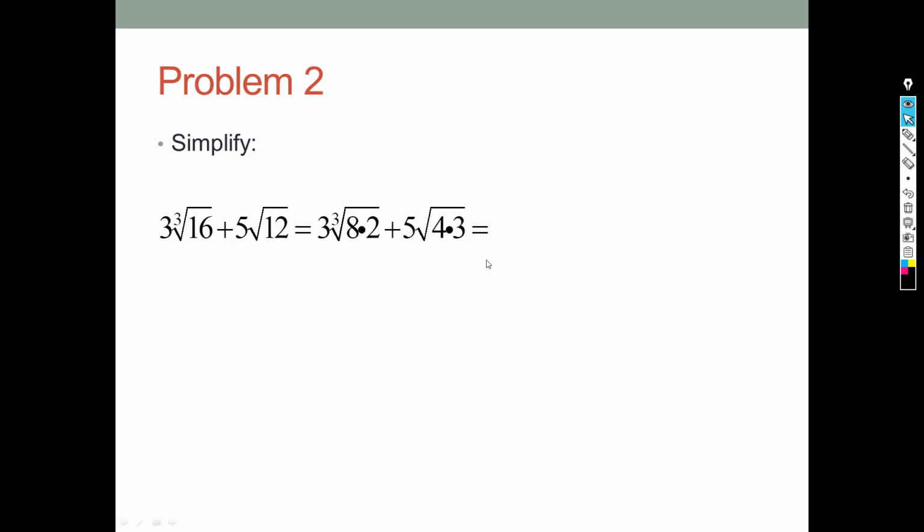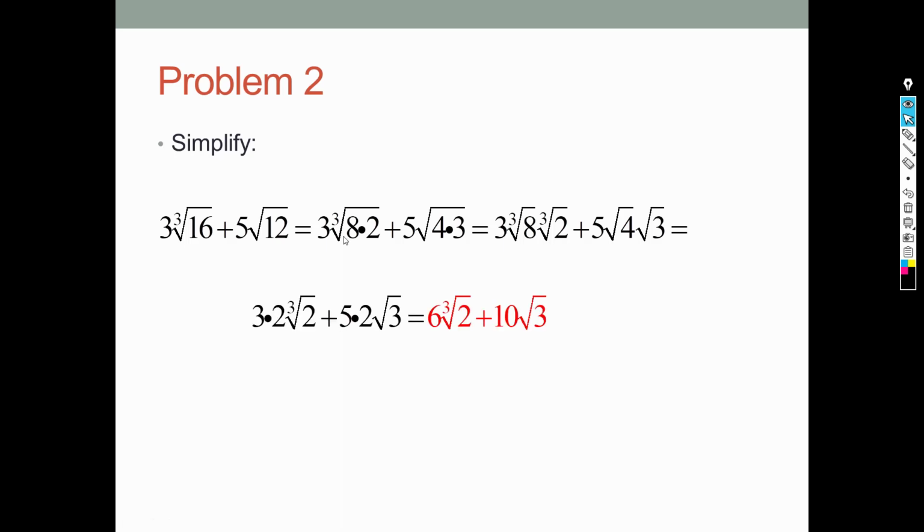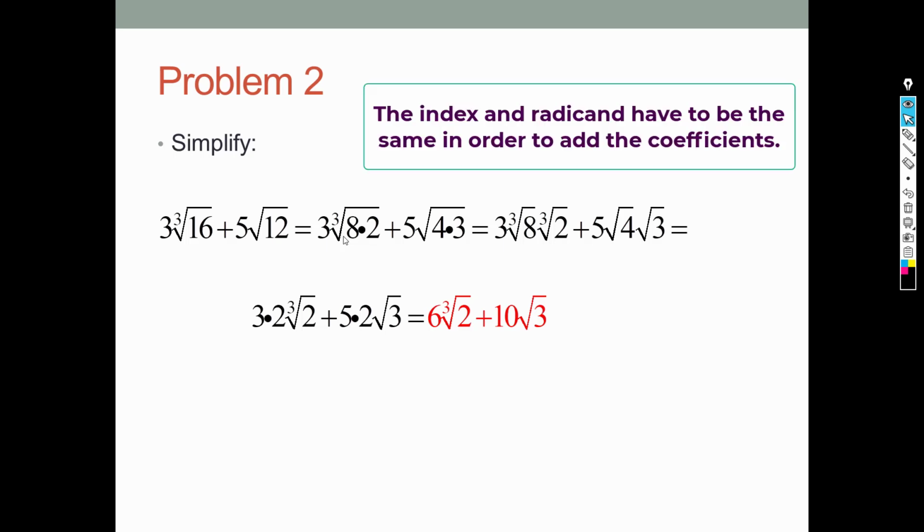So using the properties again of the radicals, we can take the cube root of 8, cube root of 2. Over here, we break this down to the square root of 4 times the square root of 3. And then we just do the calculations there. So the cube root of 8 is 2. The square root of 4 is also 2. And then we just do the multiplications. 3 times 2 is 6. So we had 6 cube root of 2. 2 times 5 is 10. We have 10 square root of 3.